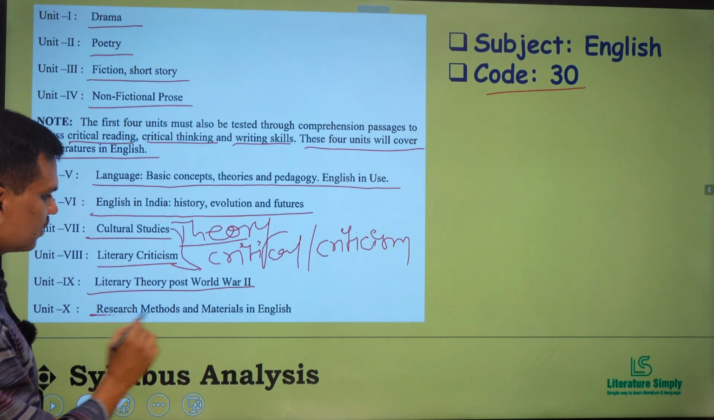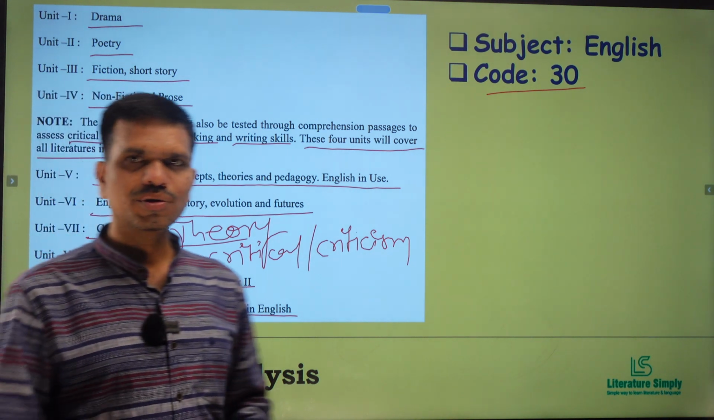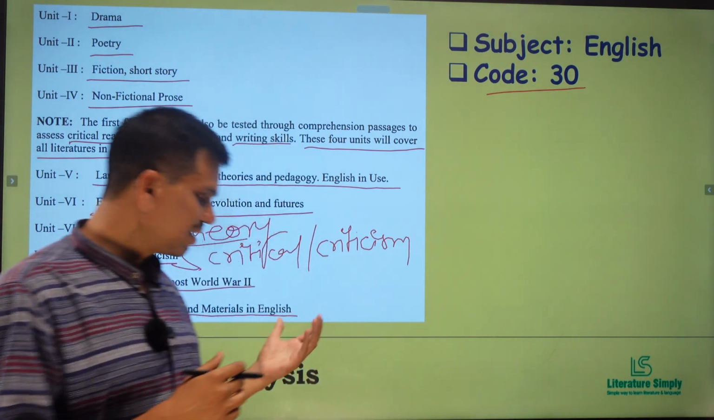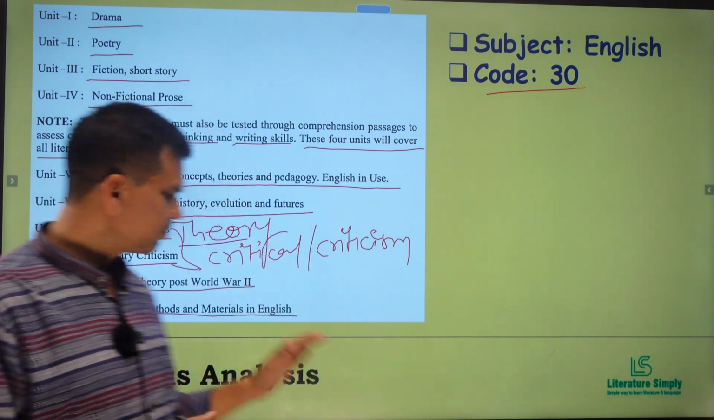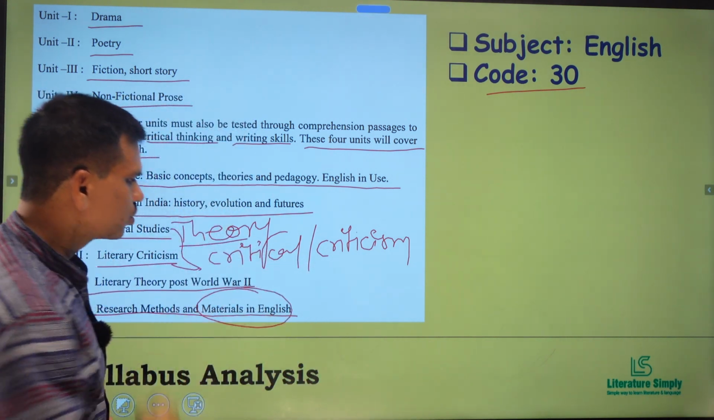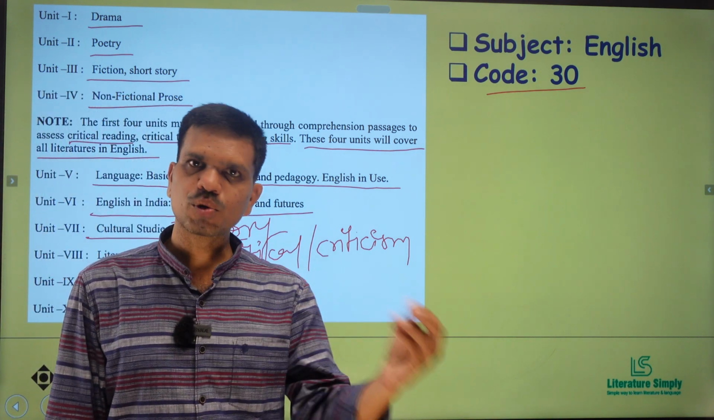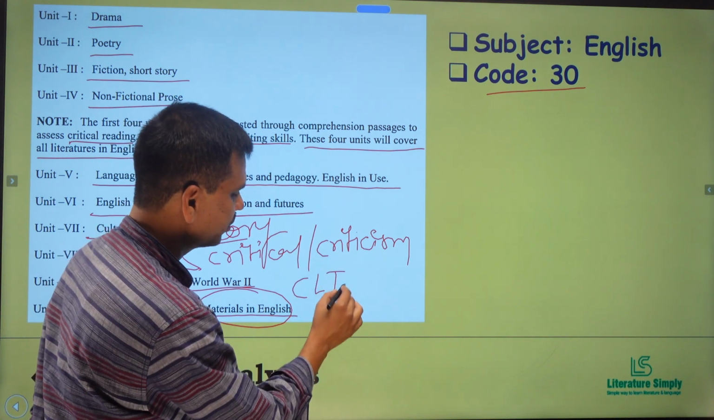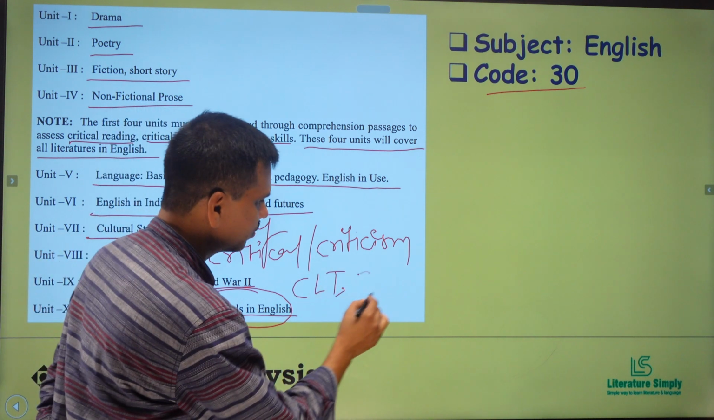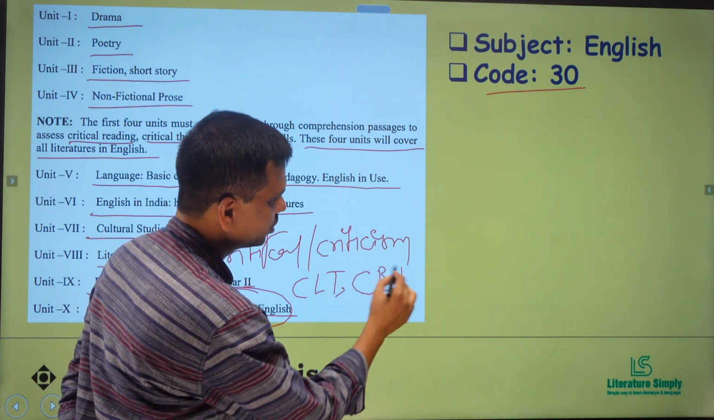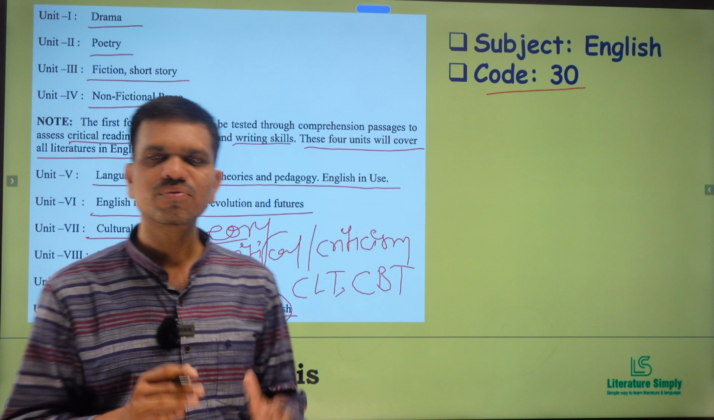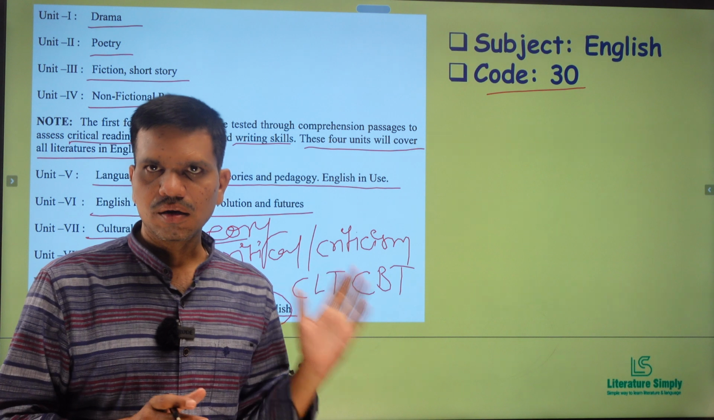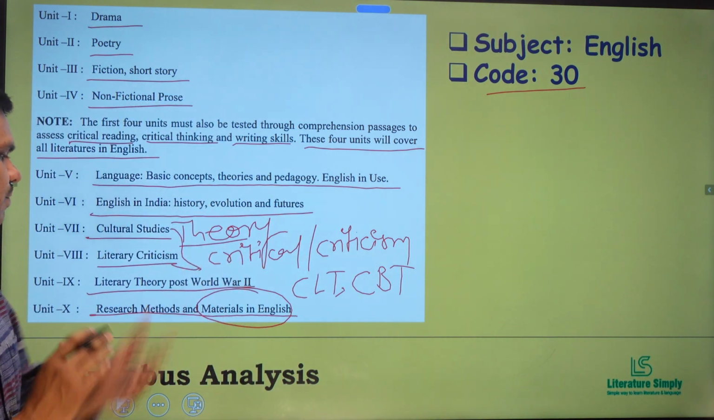And the last unit is research methods and materials in English. So what kind of materials we can use to study English, or how these materials are used to teach English basically. Here these materials mean materials used to teach English, different types of approaches and methods. For example, we have the CLT method, meaning communicative method. Then we have the content based method, content based teaching. So these are different types of methods, situational methods. So we have to discuss these materials and methods in the last unit, that is research methods and materials in English.